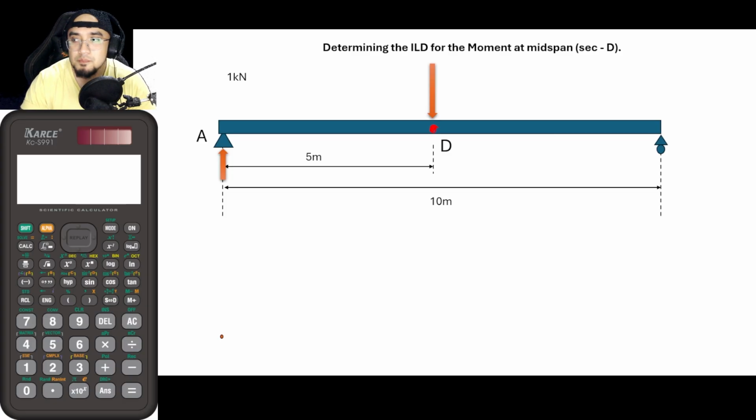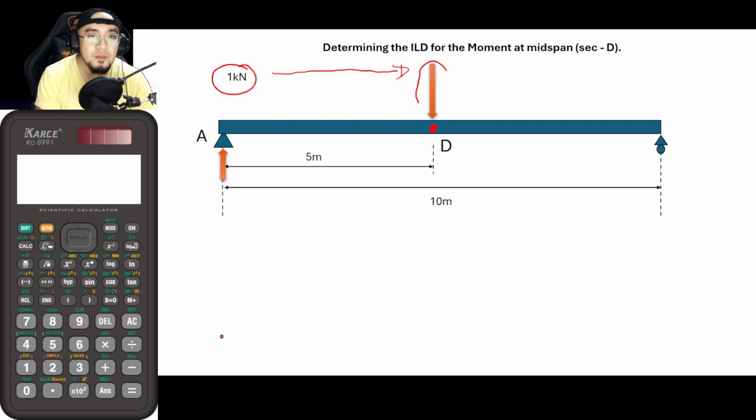So, apologies, the 1 kilonewton load here did not come with the load. It should be here. Sorry. So anyway, what would now be the new moment if the unit load will be located at the midspan? So same old, same old. What we would be doing is solve first for the new reaction at A and get the moment about point D.